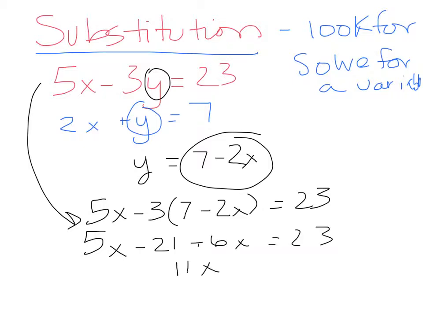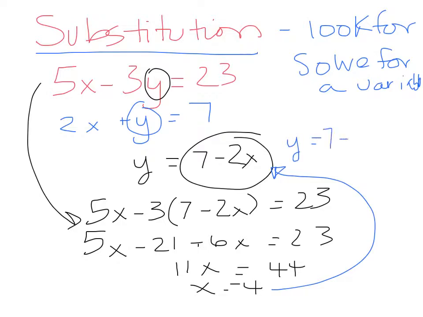And 11x is equal to 44. Look at that, x is equal to 4. That's a nice number. It's a really nice thing about this method, it's quite easy to find y at this point, because we'll just go back to this equation. I know what x is, 4, so y is 7 minus 2 times that value, 4 for x. So 7 minus 8 is negative 1, y is equal to negative 1.